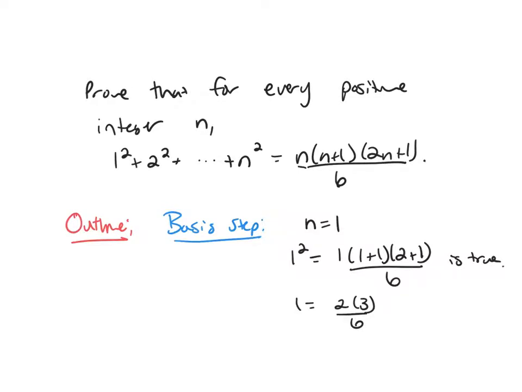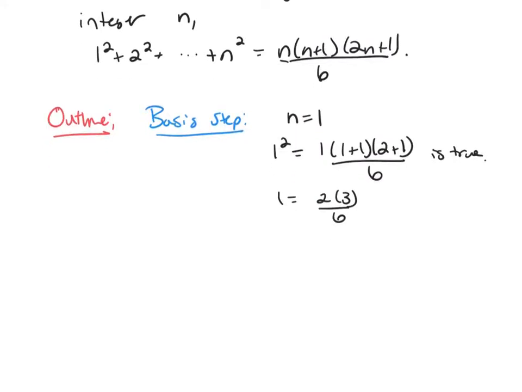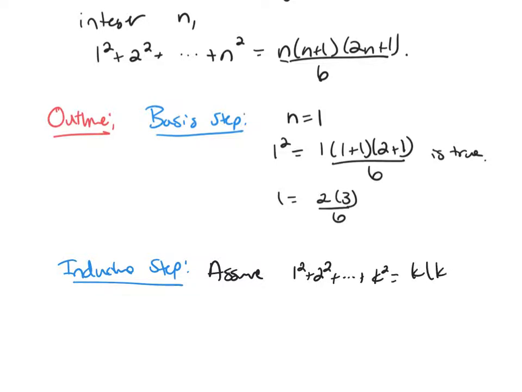So now let's talk about our inductive step. Let's assume that the formula is true for k. Assume 1 squared plus 2 squared all the way up through k squared equals k(k + 1)(2k + 1) over 6 for some positive integer k.